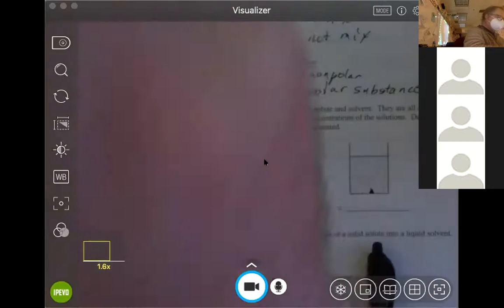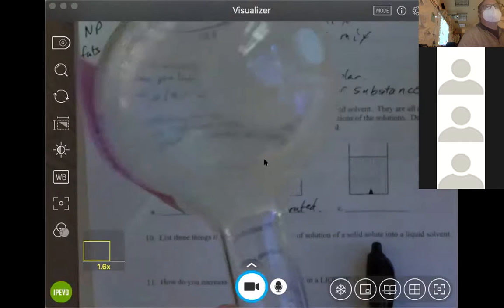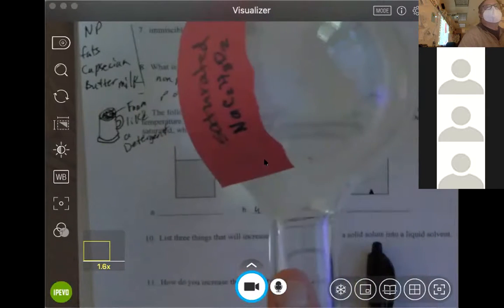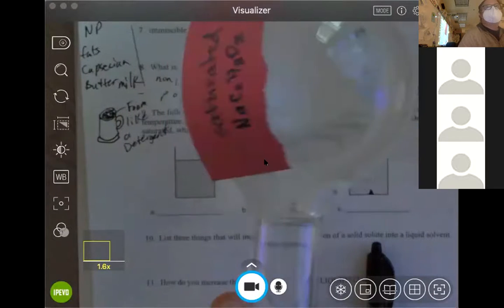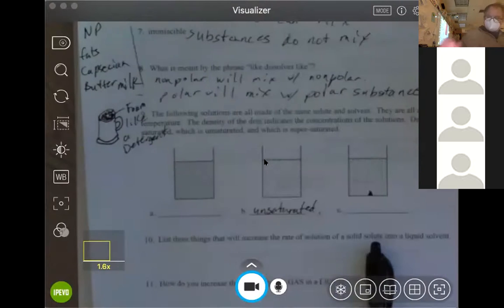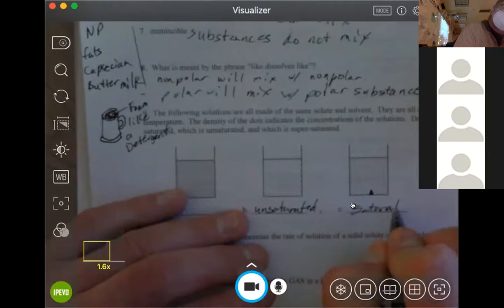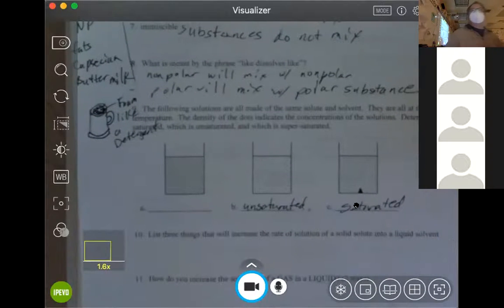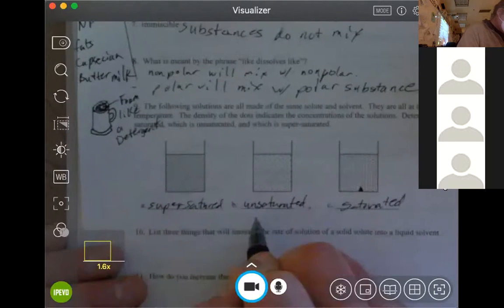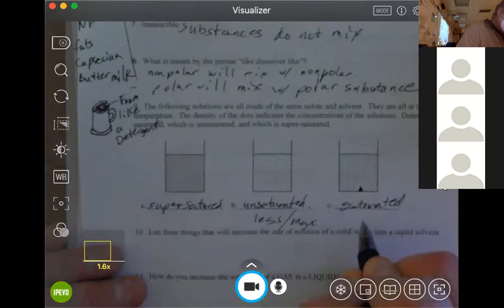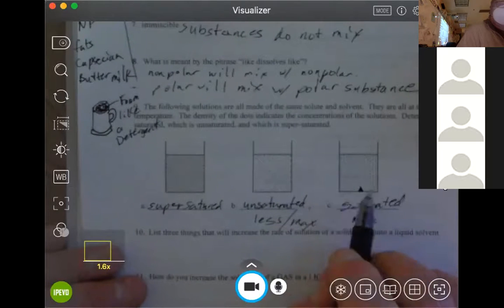Here's another solution. Notice how it blocks the words. That's because there's some salt at the bottom of this. Which one of these pictures shows the one with salt at the bottom? See, that is saturated. That leaves one last. This one is what we call supersaturated. So this is less than the max. This is the max. No more can be dissolved. That's why we have that clump down there.